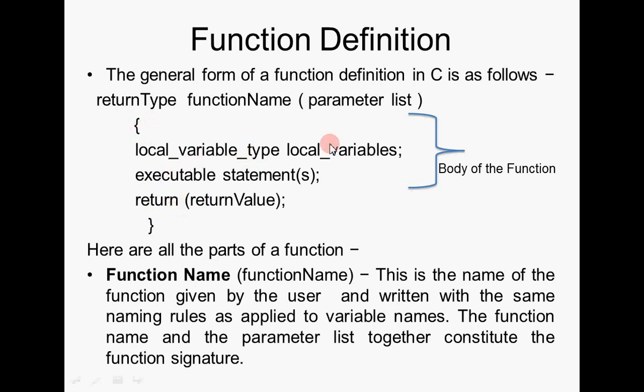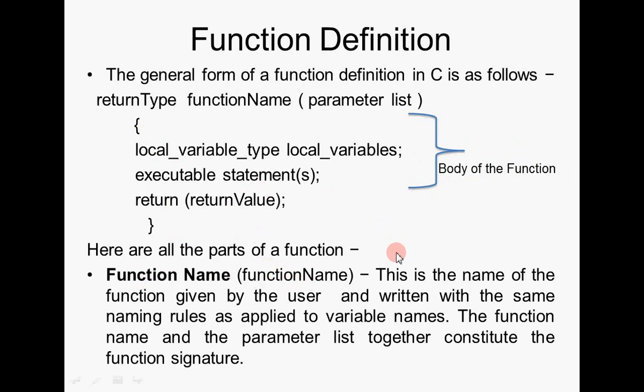After this, there are the local variables declared for use in the function, then the executable statements which will be the part of the code for the function, and importantly there will be a return statement in a function. These three components together, included in the curly brackets, are called the body of the function, which defines the contents of the function, what it is going to perform. Let us see each of these one by one.